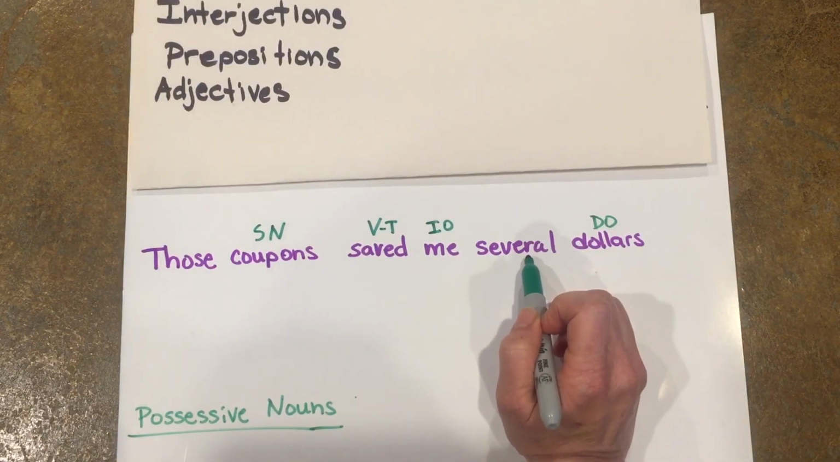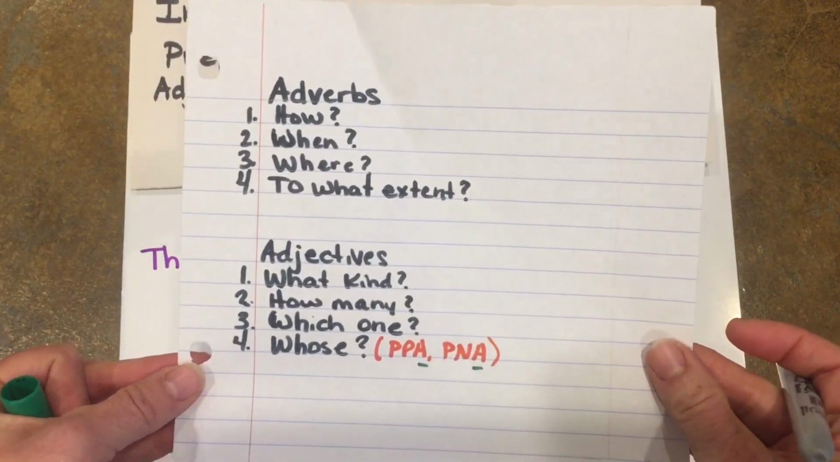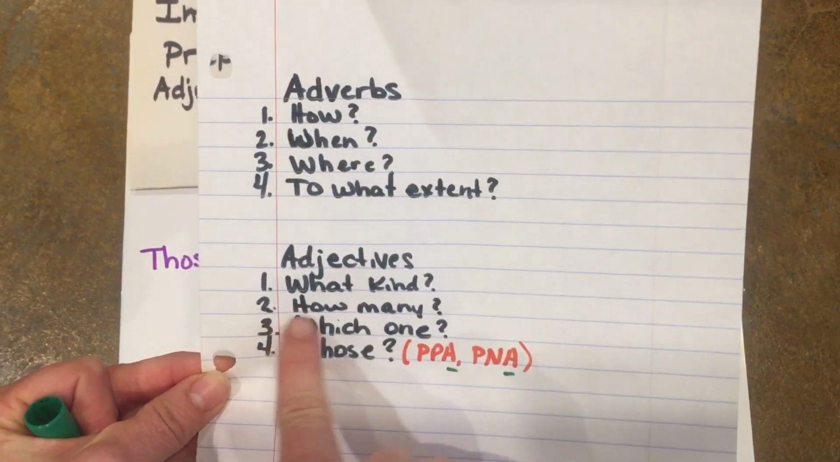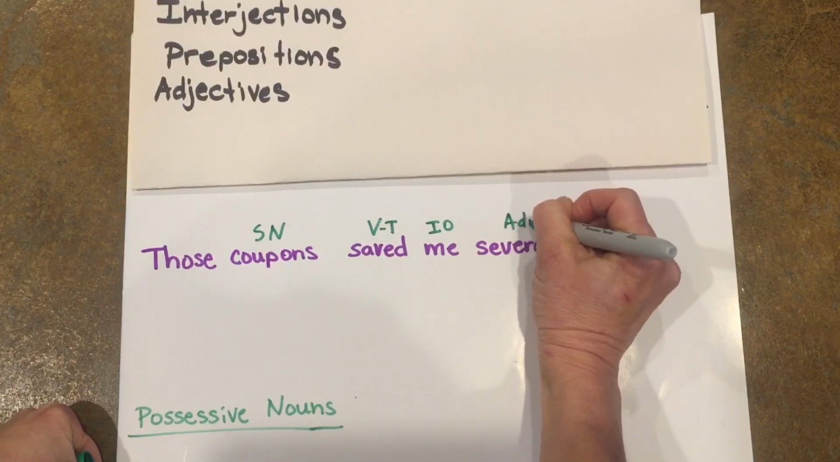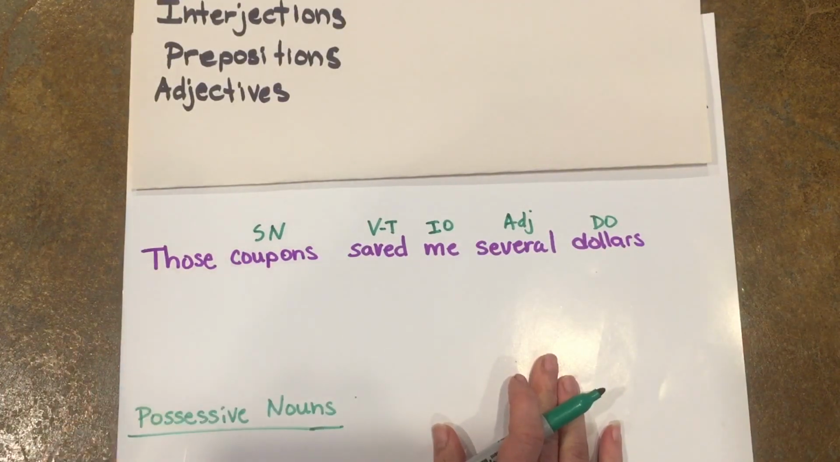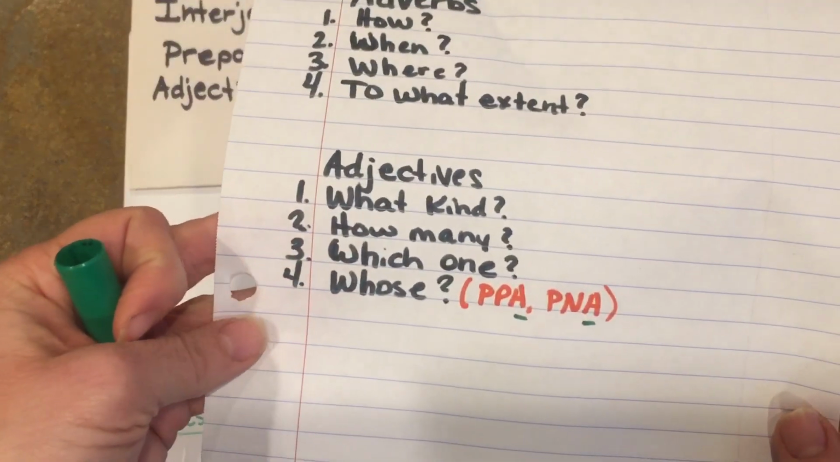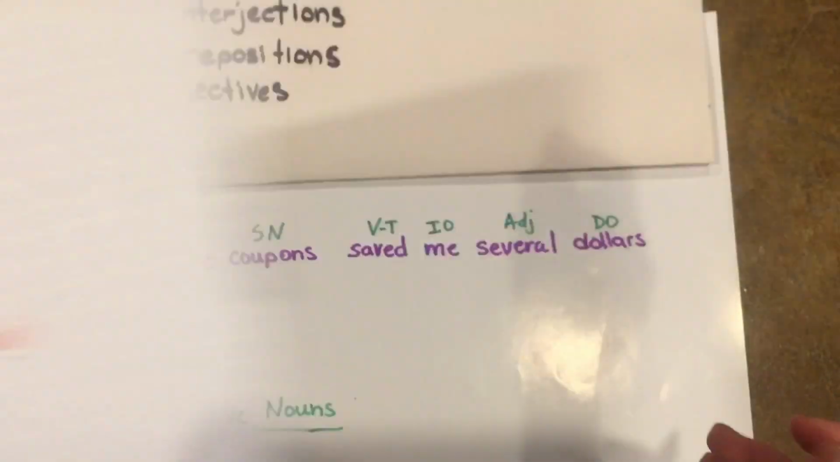Okay, now, how many dollars? You need to refer back to your chart here. What answer is how many? There it is. How many? That's an adjective. Those coupons. Which ones? Which coupons? Which ones? Look there. Adjective.